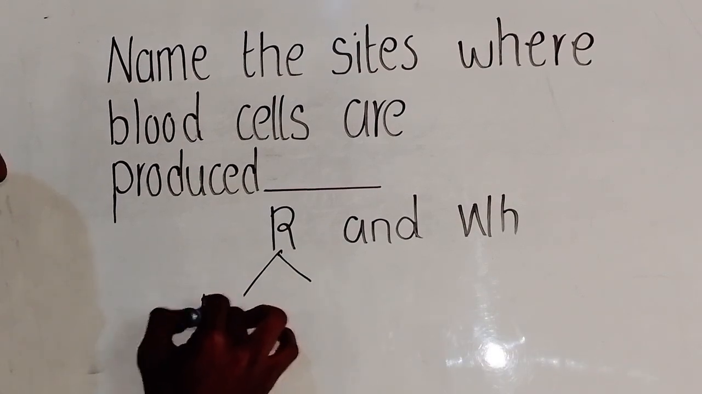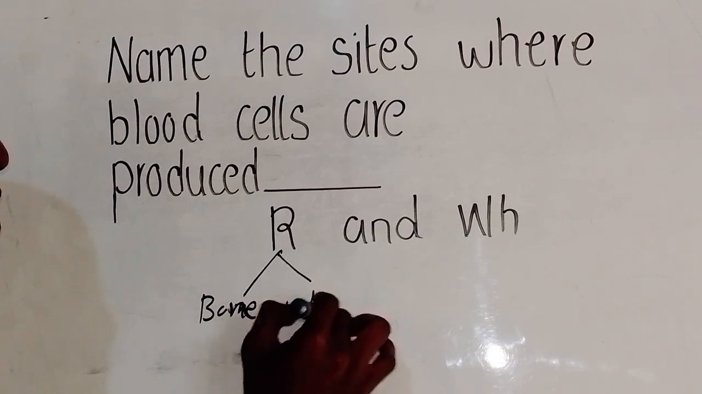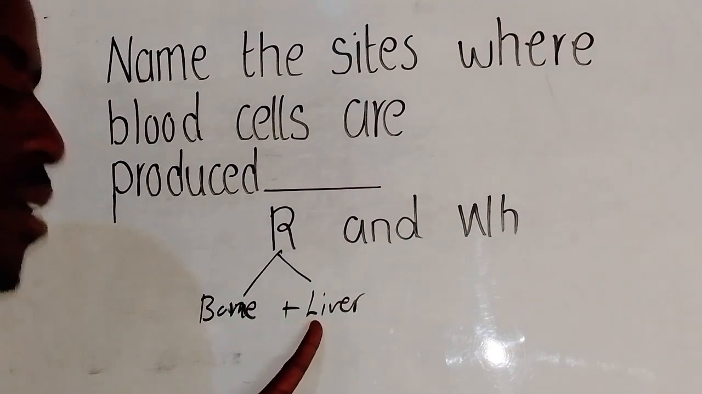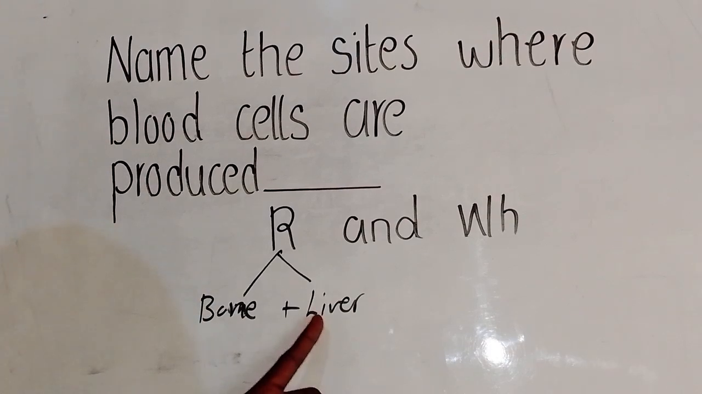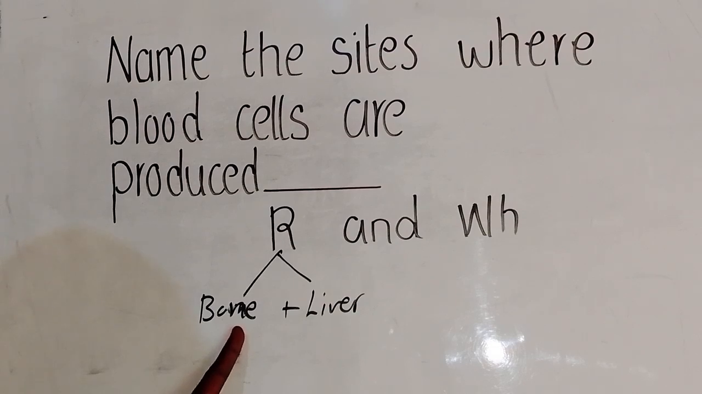So we have the bone marrow and the liver. Now the liver mostly produces the red blood cells in a baby, and the bone marrow is mainly used in adults, that is, in the production of the red blood cells.